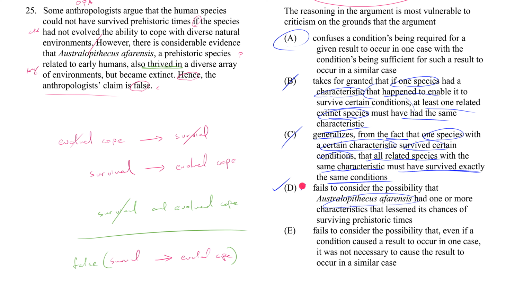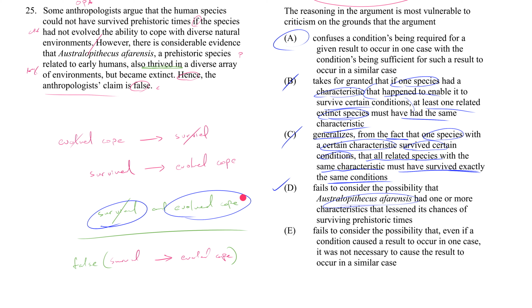Okay, fine, descriptively accurate. But is that why this argument doesn't flow? The answer is no. Now, I think what D is trying to do is bait you away from the task at hand, which is argument evaluation. It's trying to bait you away from that over to, hey, let's play anthropologist here, right? Let's ask ourselves, how come afarensis didn't survive yet evolved the ability to cope with diverse natural environments?